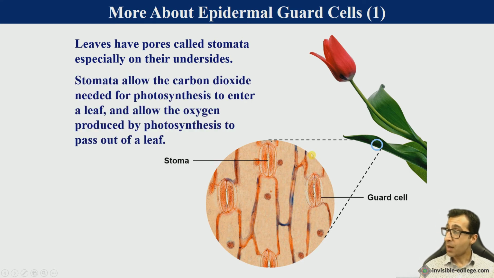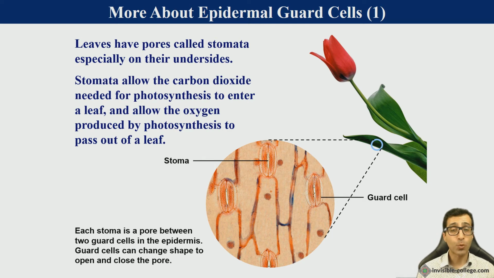So these allow the carbon dioxide needed for photosynthesis to enter the leaf from the atmosphere, but also the oxygen being generated by photosynthesis, which is not being used by the plant cells for respiration, the excess oxygen diffuses outwards into the atmosphere through the stoma when they're open. So each stoma is a pore between two guard cells in the epidermis. Now the guard cells can change their shape in order to close or open the stoma.